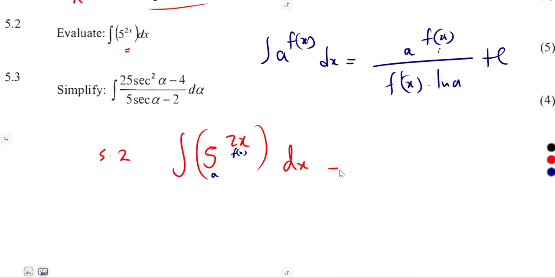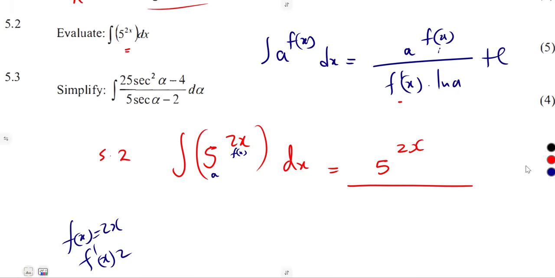So that was going to be 5, our a, to the exponent of what? f of x, 5 to the exponent of 2x over what? The first derivative. Our f of x, guys, is 2x. So what is its derivative? That is 2. This is the one that we need here. Times the ln of a. Our a is what? 5, the base. Just like that.